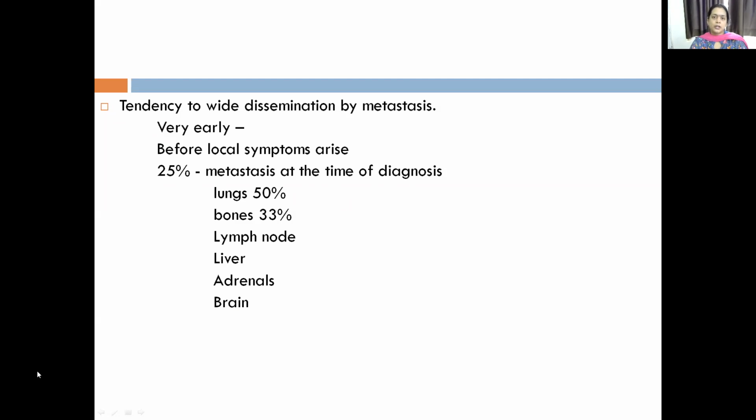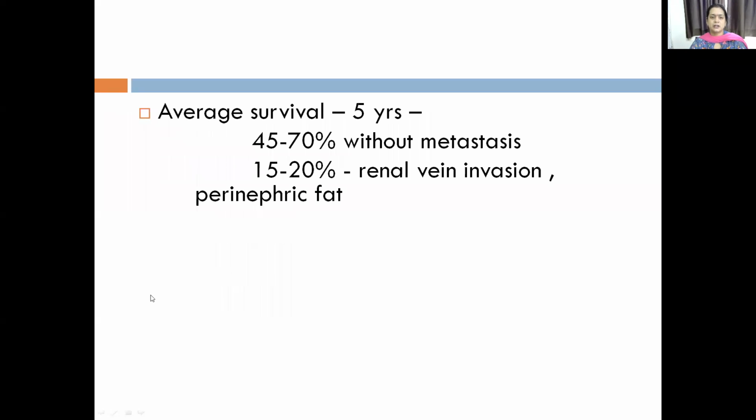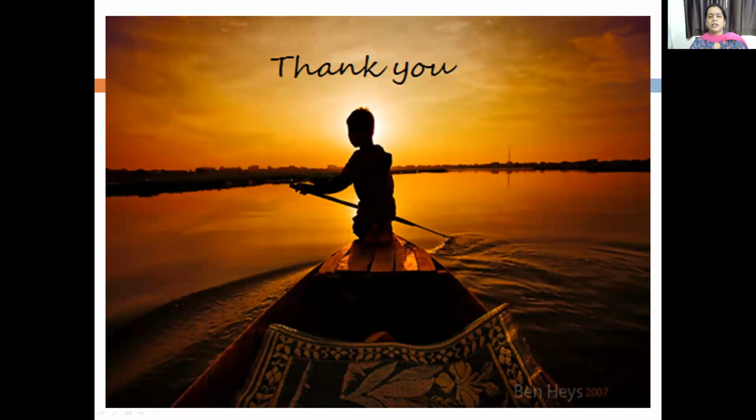So it is very important that you take a section of the renal vein while you are looking at the renal tumor, because you may have to check the spread, or to stage the renal cell carcinoma. So the average 5-year survival of renal cell carcinoma is 45 to 70% without metastasis, 15 to 20% with renal vein invasion and perinephric fat invasion. So that is about renal cell carcinoma.